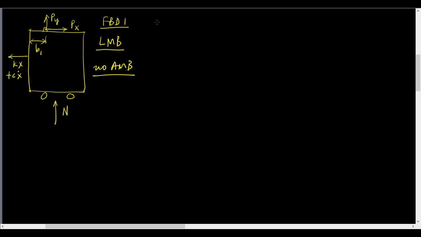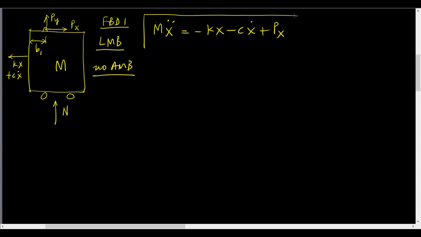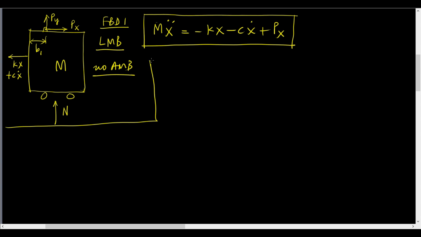And we have M, that this mass is M. So Mx double dot is equal to minus Kx minus Cx dot plus Px. This is one equation. All right. Now let us look at some kinematics. So let me separate this out. We are looking at this kinematics here.